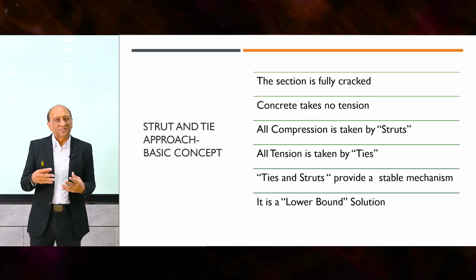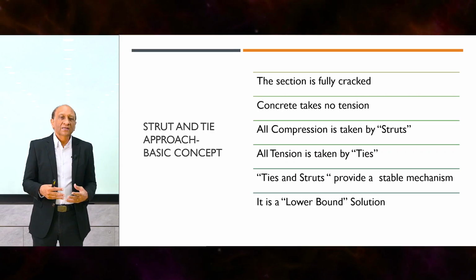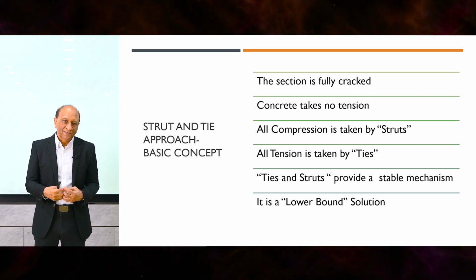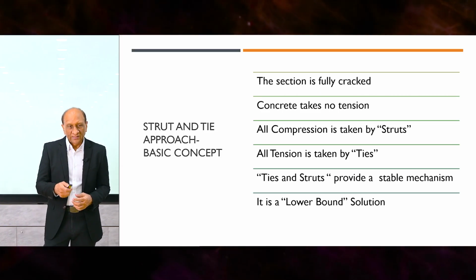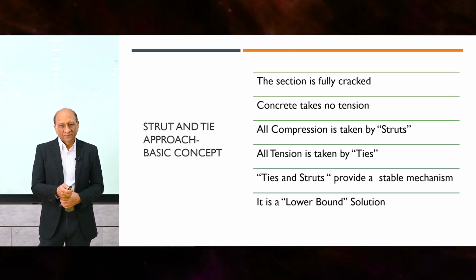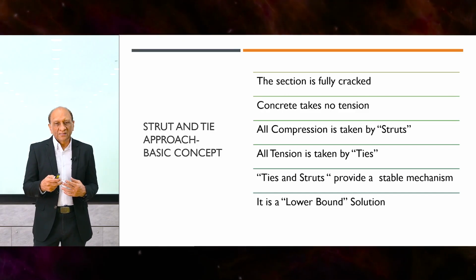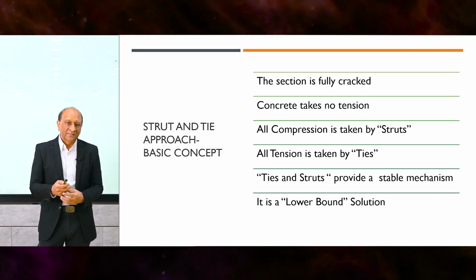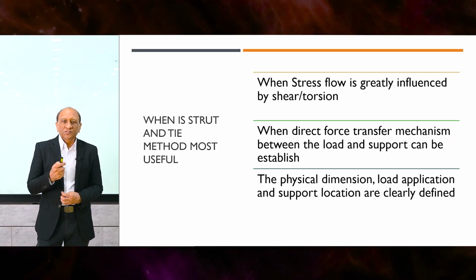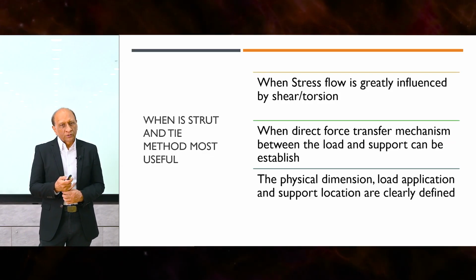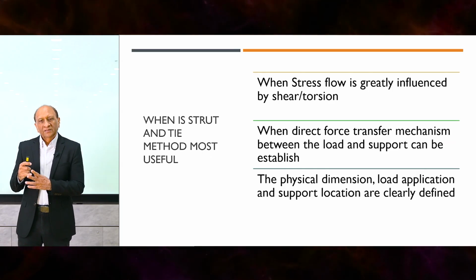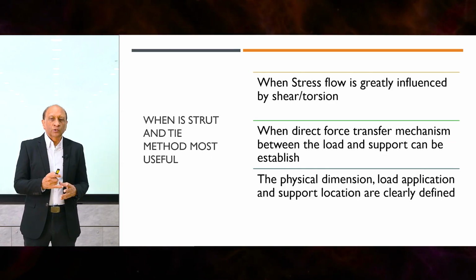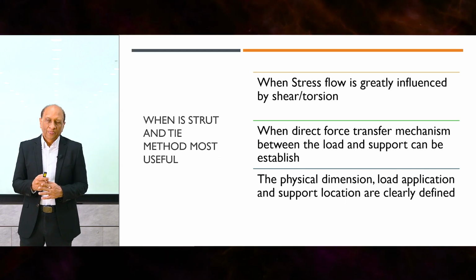Major part of the section is still uncracked. So we are not taking into account the contribution of that section. So it's a safer bet in a way. So it's a lower bound solution to the problem. And it's always going to be safe as long as the equilibrium is satisfied. We use it when the stress flow is greatly influenced by shear or torsion, as I mentioned to you earlier. And then the physical dimension, load application, and support locations are clearly defined.